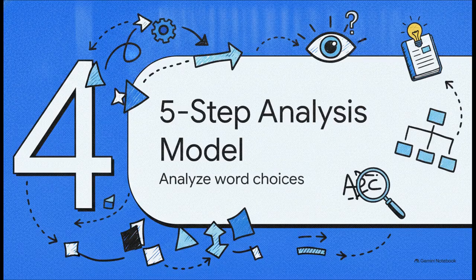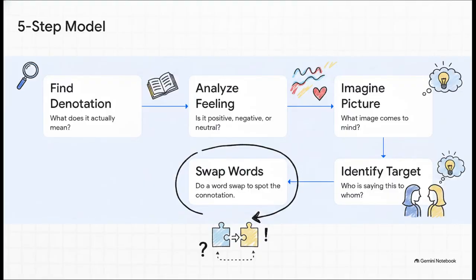Moving on to Section 4, the 5-step analysis model. Here's how to actually find that connotative meaning. To make this really practical for your own reading and writing, the source material gives us a super straightforward step-by-step method. Step 1, find the literal denotation. Just ask, what does it actually mean?